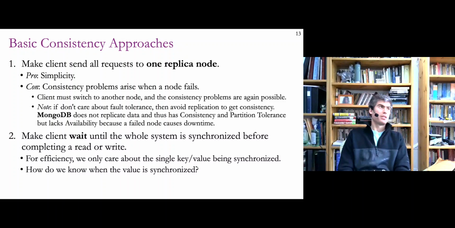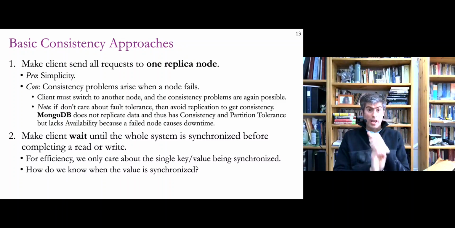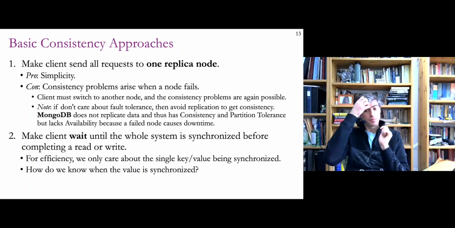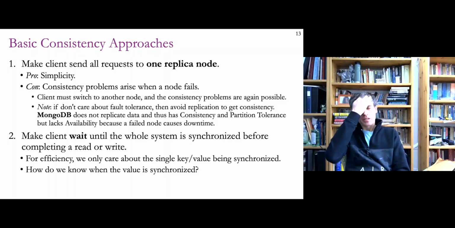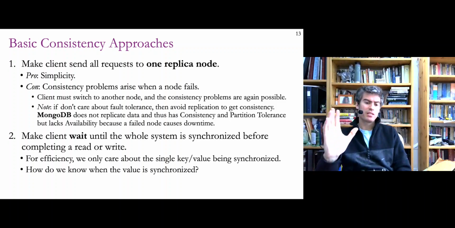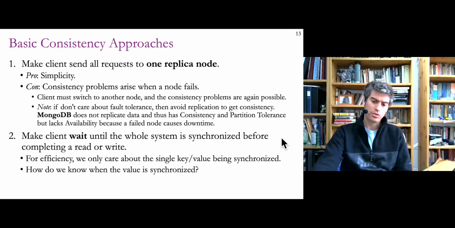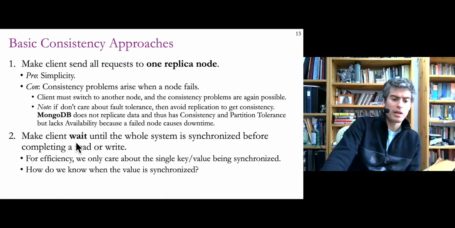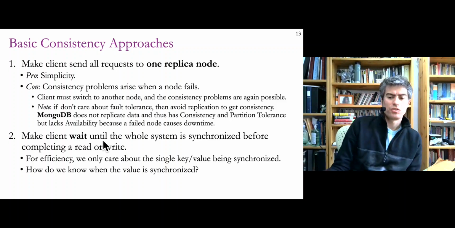The second basic approach to consistency was waiting. So we make the client wait until the whole system is synchronized. And this applies to both reads and writes. It'll take a little while to explain what we mean by synchronize and what kind of waiting we're talking about. But this is actually the general approach that works well for achieving consistency. Of course, waiting by definition introduces delay.